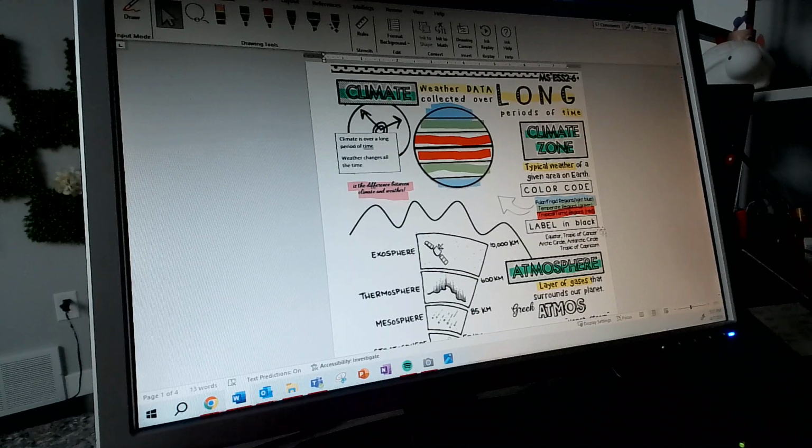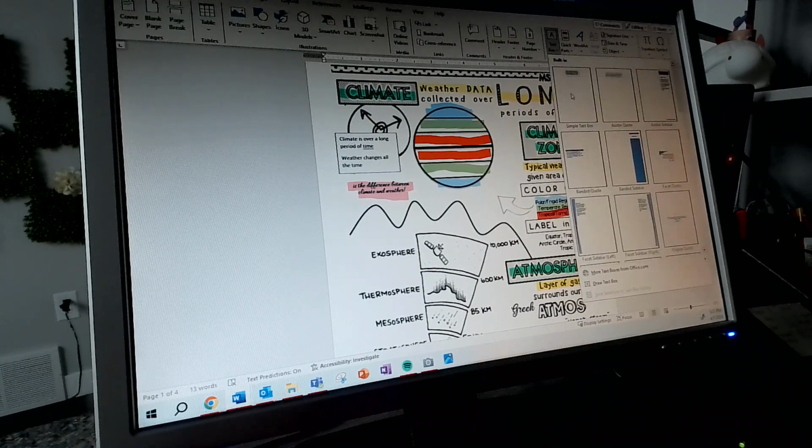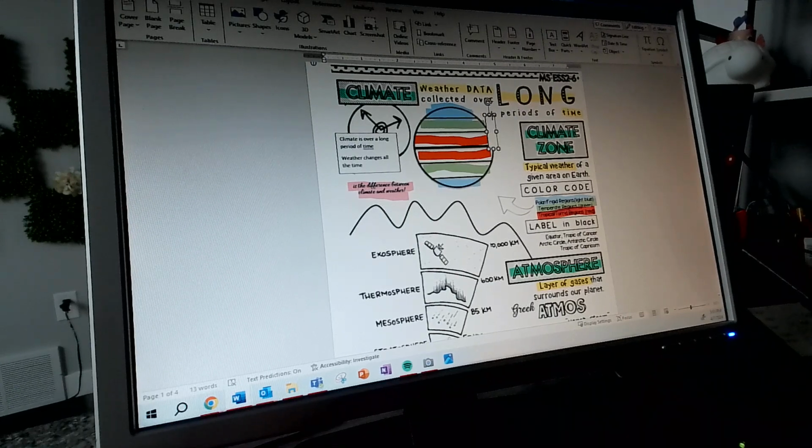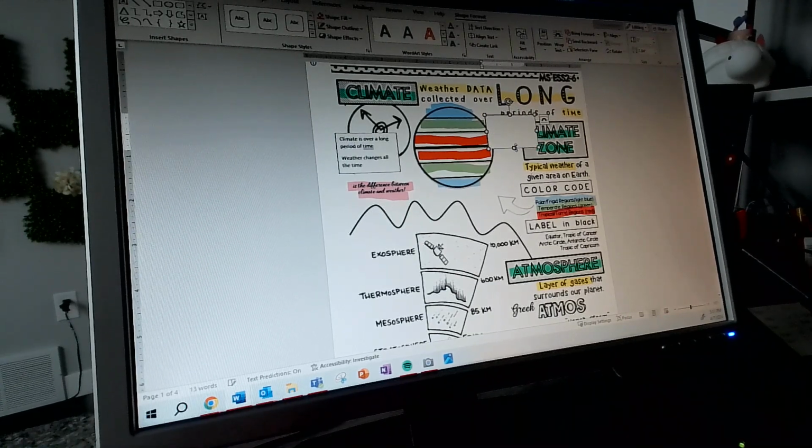Now we need to label in black the equator, the Tropic of Cancer, the Arctic Circle, the Antarctic Circle, and the Tropic of Capricorn. Do you want to know a trick? Each of these lines is one of those 5 words that they need to know. So I'm going to go back here to insert. I know, you're like, I just want to color. But sometimes we have to do some learning first. So I'm going to start with the equator.